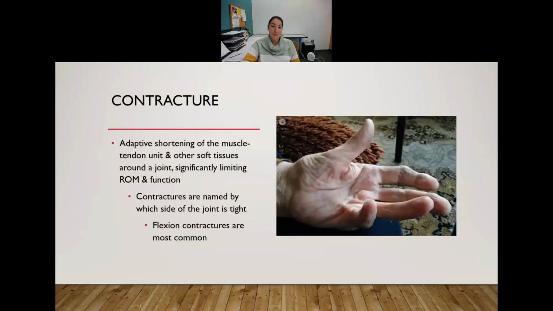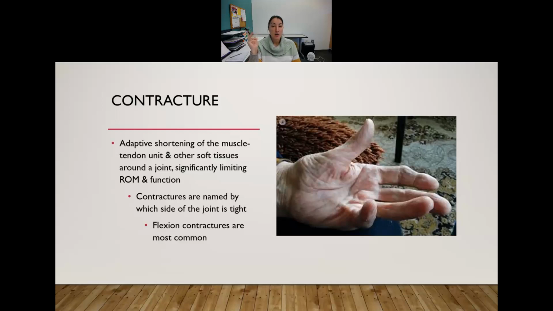A contracture is an area that has adaptively shortened. It could be the muscle tendon unit. It might be another soft tissue, and it limits the range of motion, which also limits function. That is a contracture. They're named by the site of the joint that is tight. So like in the picture, how it's pulling her finger into flexion, that would be a flexion contracture.